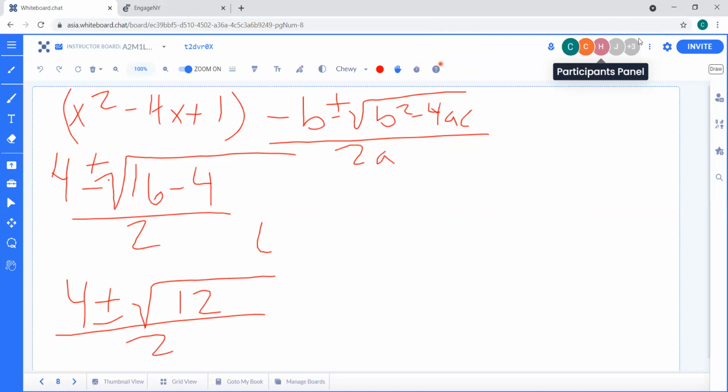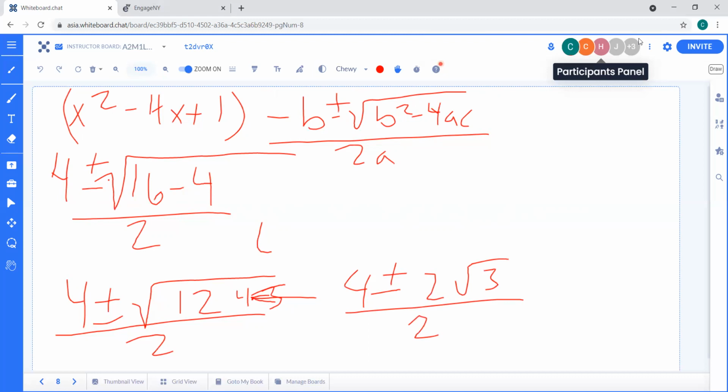Now, what you can do right here, let's see here. What's going to be the easiest thing to do? I think the easiest thing is going to be, we can break this 12 apart and call it 4 plus or minus, this would be 4 times 3. So that'd be 2 square roots of 3 all over 2.